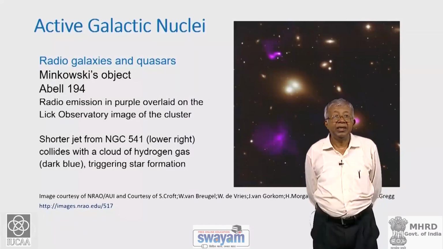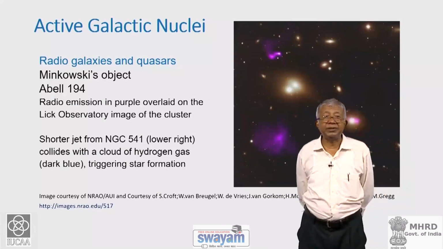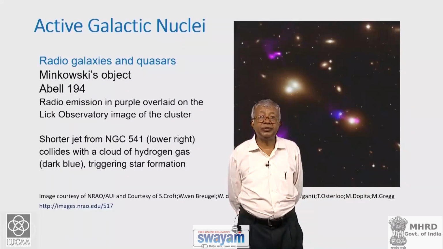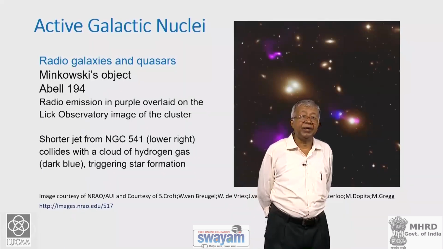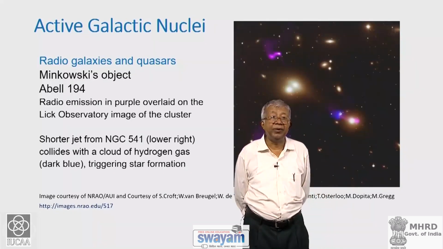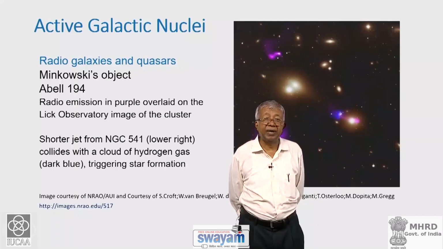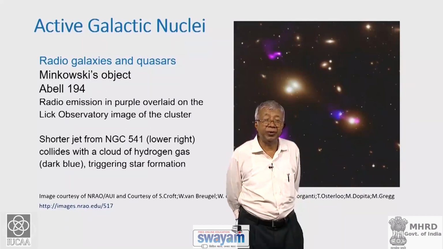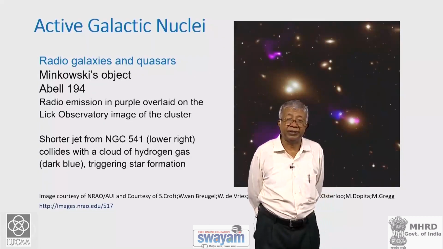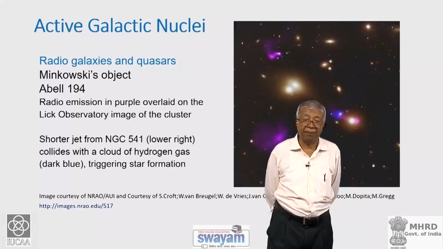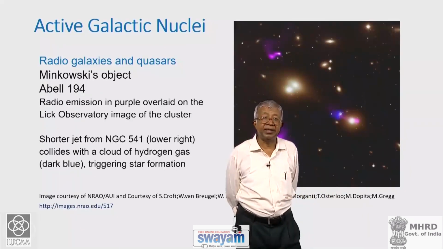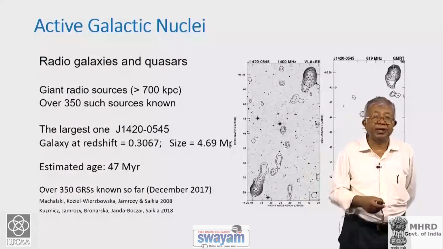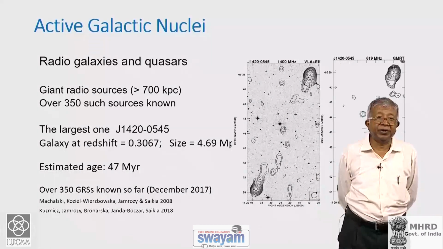Here is an example which is called Minkowski's object. It's in a cluster Abell 194, and what you see in purple is the radio emission, and the object on the right is the one where the radio emission, a shorter jet from NGC 541, which is on the lower right, collides with a cloud of hydrogen gas, which is shown in dark blue, triggering star formation. So here you have a live example of a radio jet interacting with the surrounding environment.